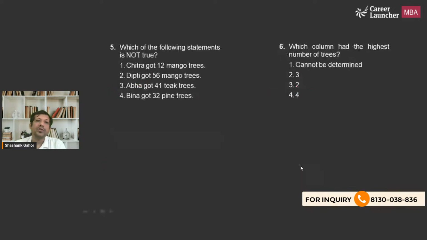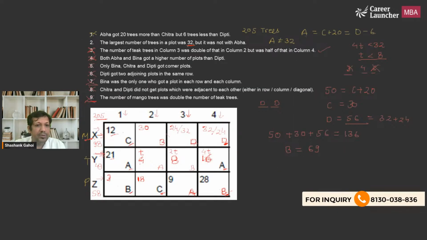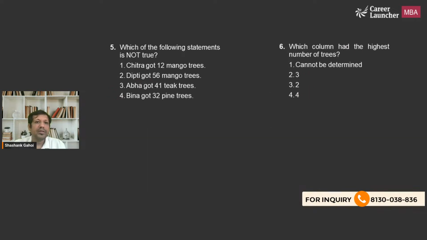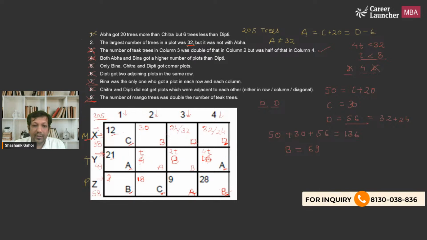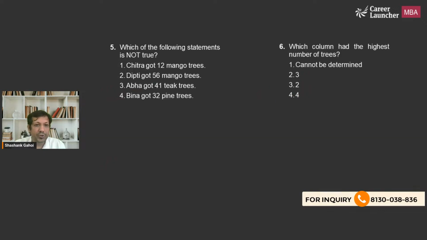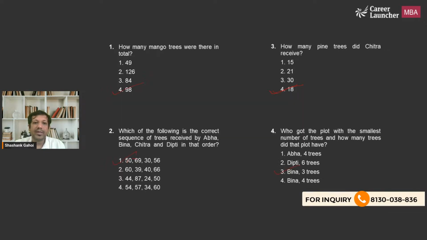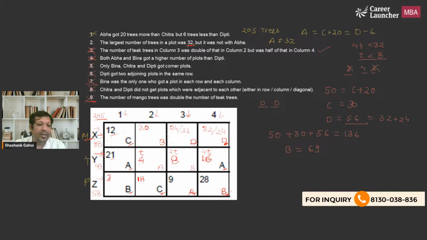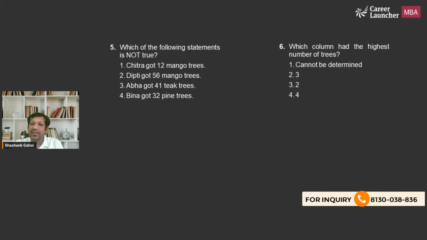Now, which of the following statements is not true? Chitra got 12 mango trees. That is definitely true. Deepti got 56 mango trees. That is also true. Abha got 41 tea trees. So that is 21 plus 4, 25, 25 plus 16, 41. That is also true. Bina got 32 pine trees. That is false. Bina got only 31 pine trees. So which of the following statements is not true? That is going to be option 4.